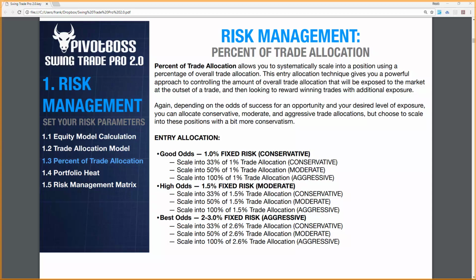And again, it's another lever that you can pull and adjust in order to go along this conservative, moderate, and aggressive scale. So a great way to enter trades using percent of trade allocation.